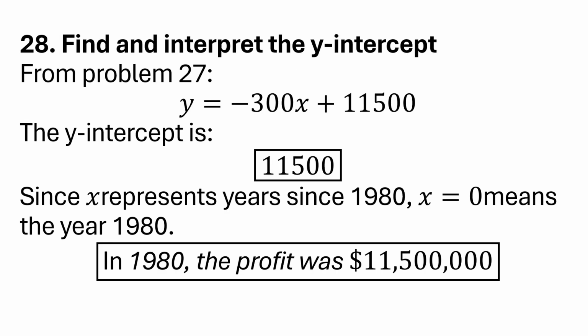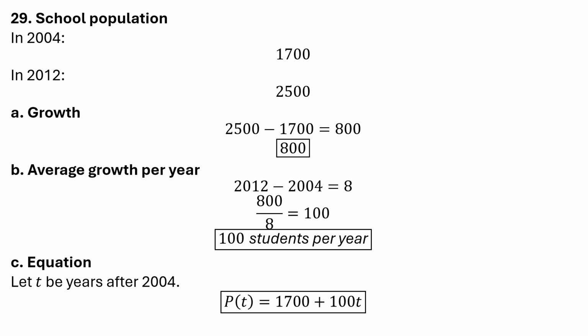The y-intercept is 11,500. Since y is measured in thousands of dollars, this represents $11,500,000. Because x equals 0 means the year 1980, the y-intercept means the company's profit in 1980 was $11,500,000.